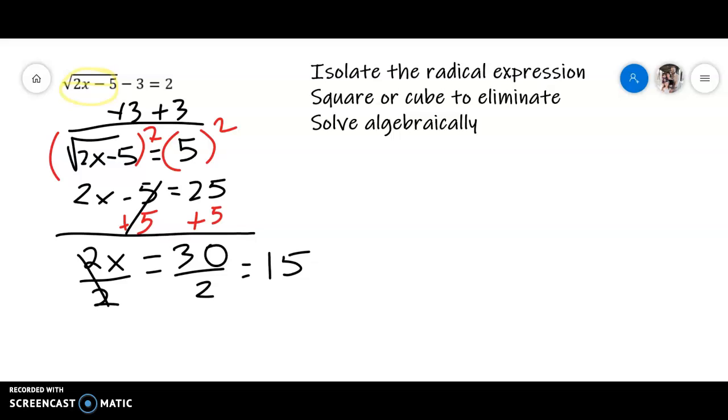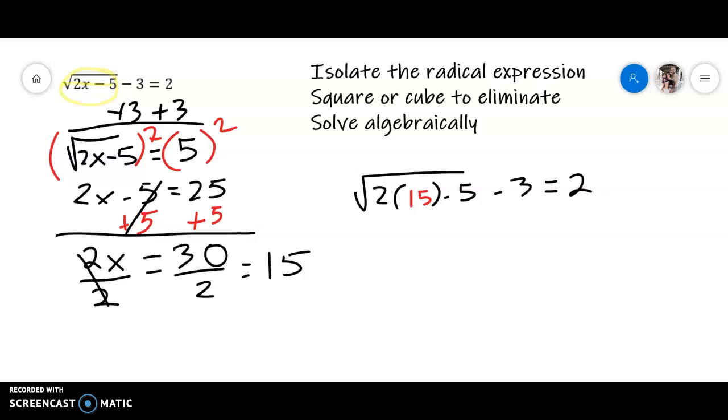Now I don't have it up here in the list of steps, but it is crucially important that you do this extra step. You got to go back and make sure that it actually works. If I put 15 into my original expression, so the square root of 2 times 15 minus 5, minus 3 equals 2. I've got to make sure that whatever I have in my original radical expression, if it's a square root, this has got to be positive.